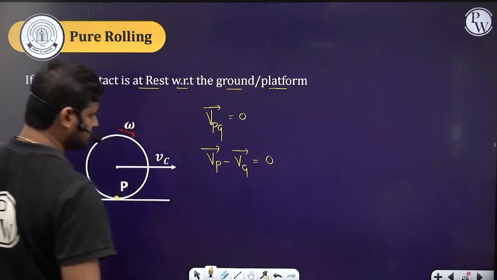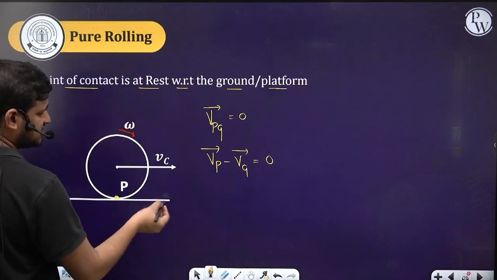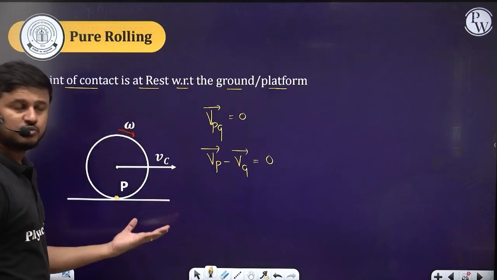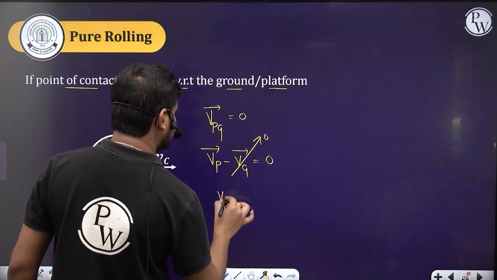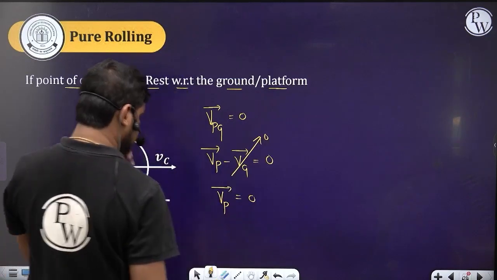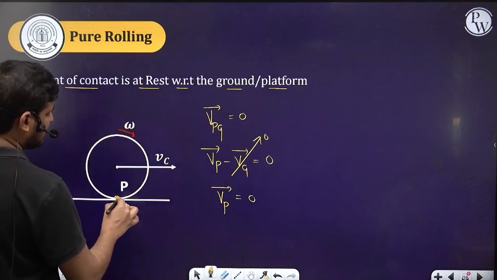So is equals to 0. So you know that the velocity of the ground is 0. The ground is not moving here, so you can take the velocity of the ground as 0. So the velocity at point P is equals to 0. So what velocities will be there at this point?